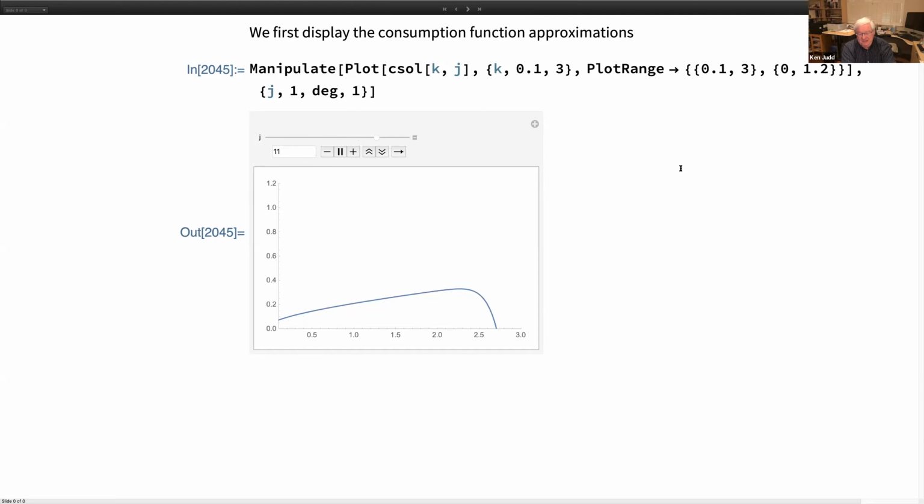Now, things aren't going very well at k equals 2.5 and above. Now, why is that? Well, remember, this problem has a singularity at k equals 0, because at k equals 0, the marginal product of capital is infinite. Also, at k equals 0, consumption is going to be 0, and marginal utility of consumption is going to be infinite. There's a singularity in this problem at k equals 0.